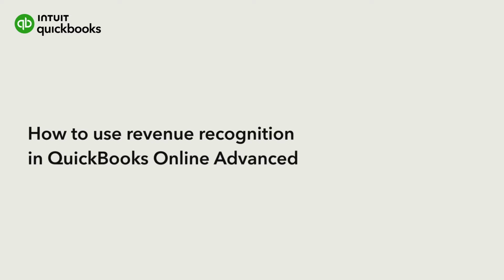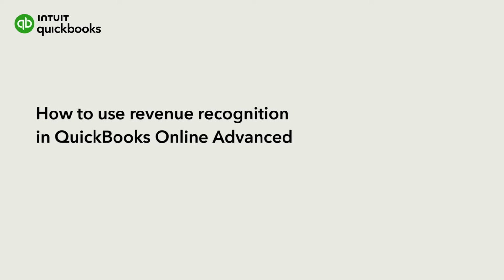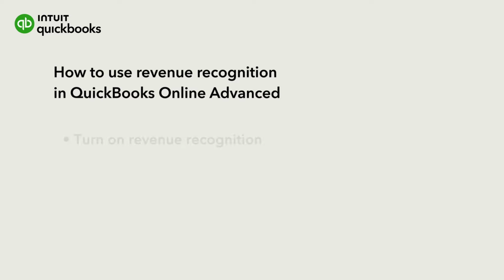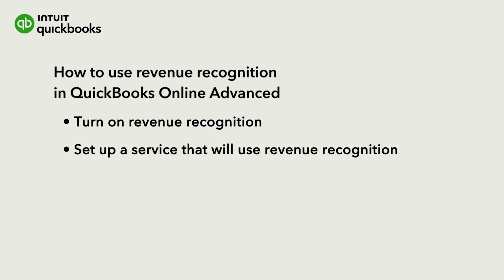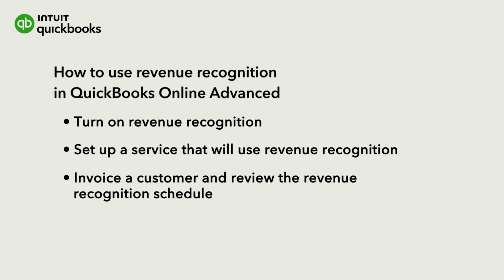With QuickBooks Online Advanced, you can record a payment from a customer for services you'll deliver in the future and then recognize the revenue over time. Let's go over how to turn on the revenue recognition setting. Then set up a service that you'll invoice for once and recognize the revenue for each month or day. Then invoice a customer for the service and review the revenue recognition schedule.